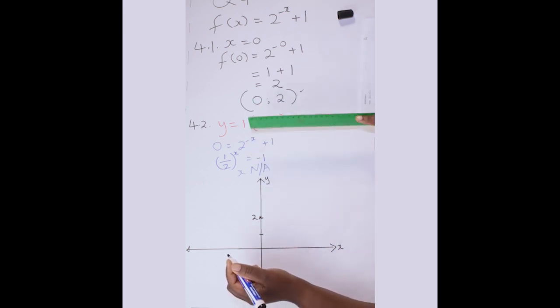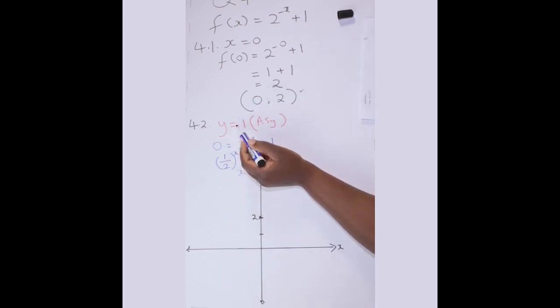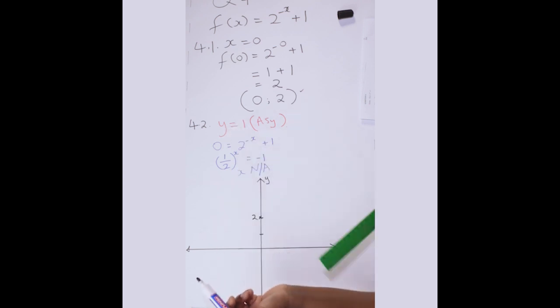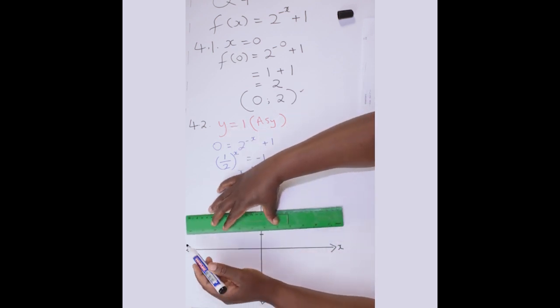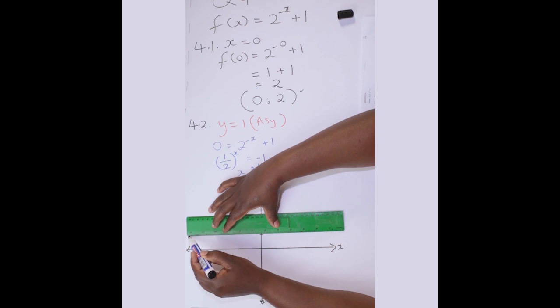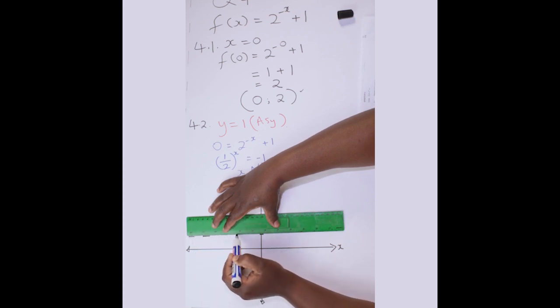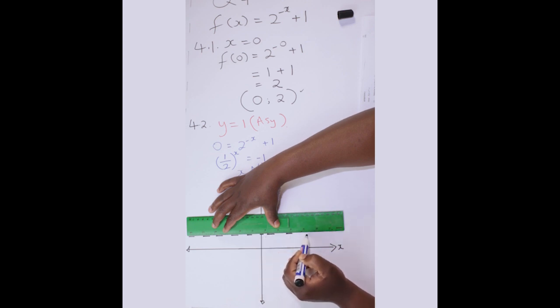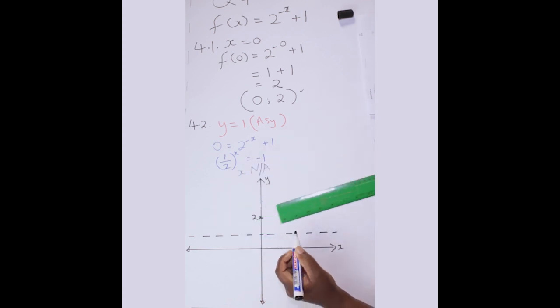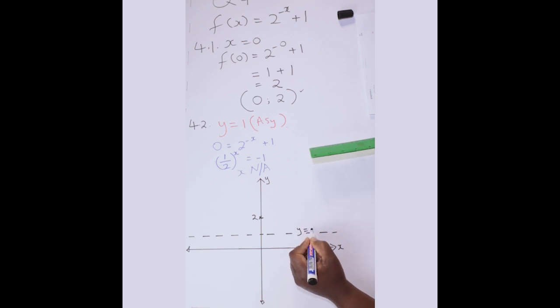And we said at the beginning that our asymptote is going to be y equals 1. So on the y-axis, you will have to draw that asymptote. Usually we use dotted lines to represent an asymptote so that it does not interfere with the lines of the graph. So this is our asymptote, and we label it y equals 1.